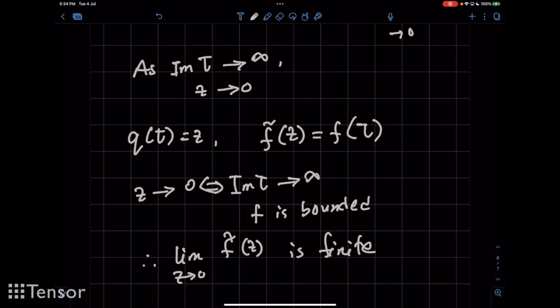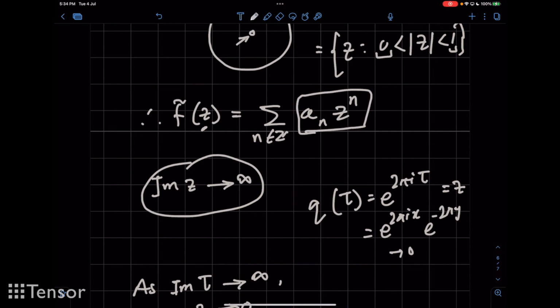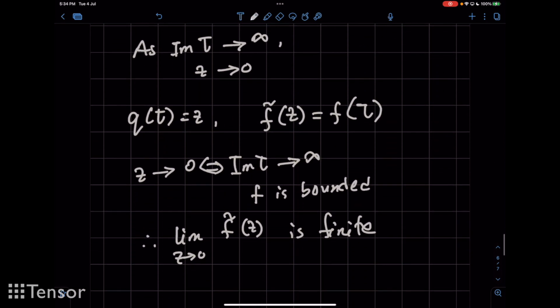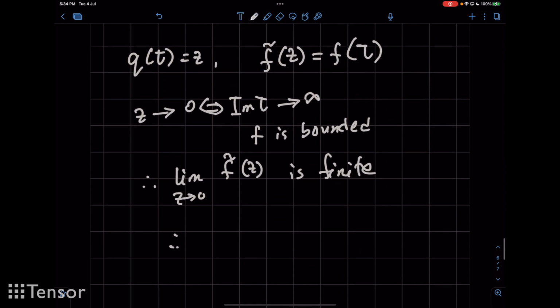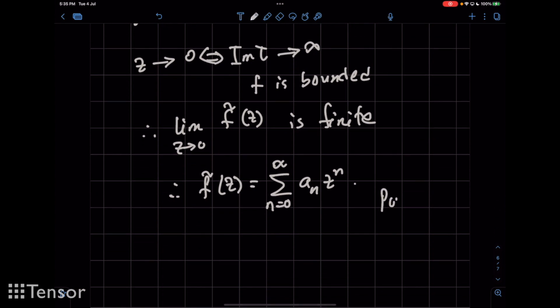So since this is a finite limit, in the Laurent series, the coefficients with negative index must be 0, because otherwise this limit diverges. But we've seen that this limit is finite. So therefore, the Laurent series must be equal to the sum of a_n z^n, but n is starting from 0. So this is no longer a Laurent series, this is a good old power series.